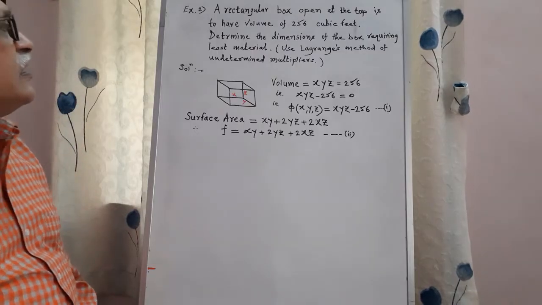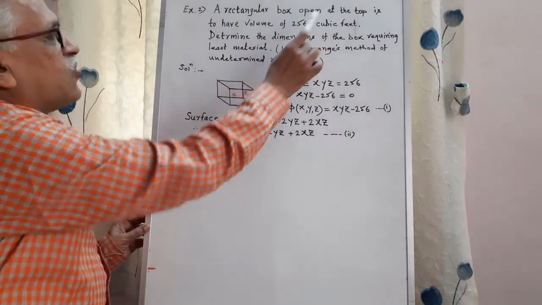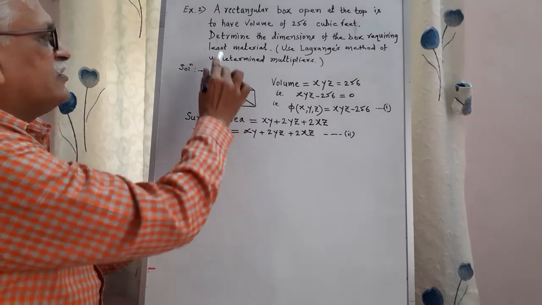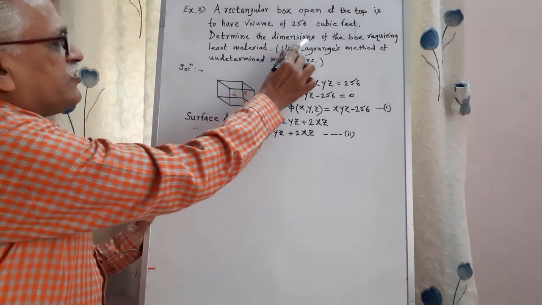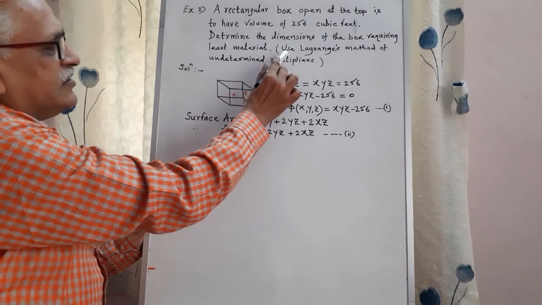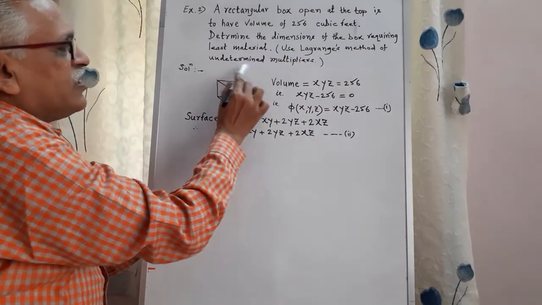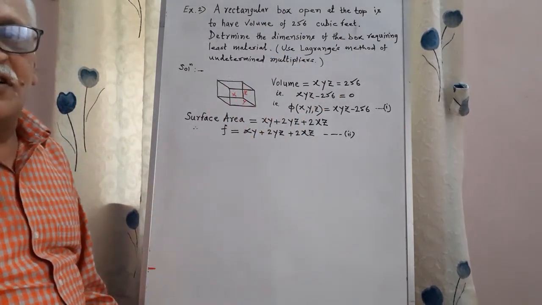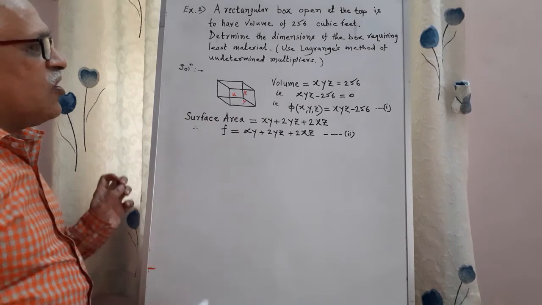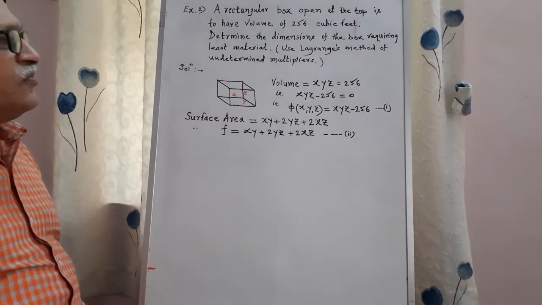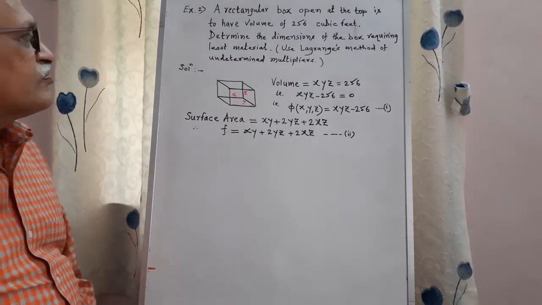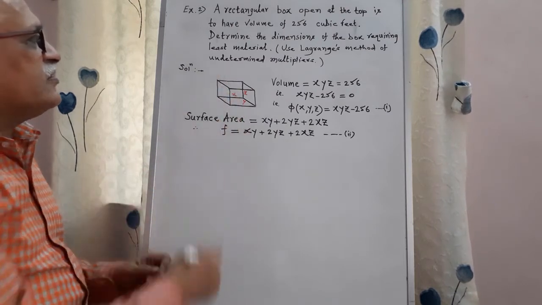Example: a rectangular box open at the top is to have a volume of 256 cubic feet. Then the question is, determine the dimensions of the box requiring least material, and use Lagrange's method of undetermined multipliers. Means using Lagrange's method of undetermined multipliers, we require to find the dimensions of the rectangular box which requires a least material to obtain this rectangular box.